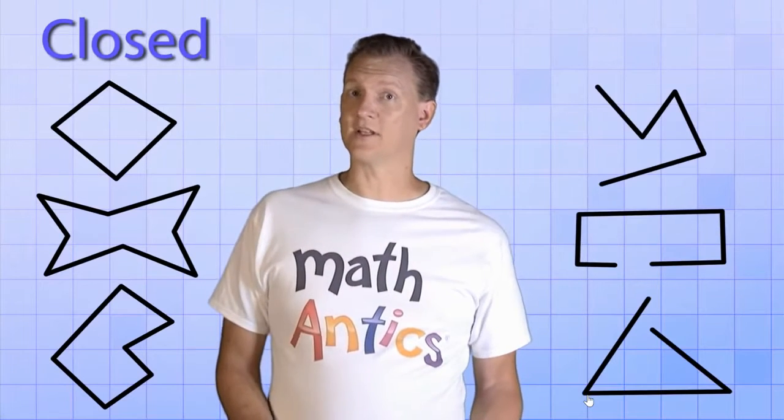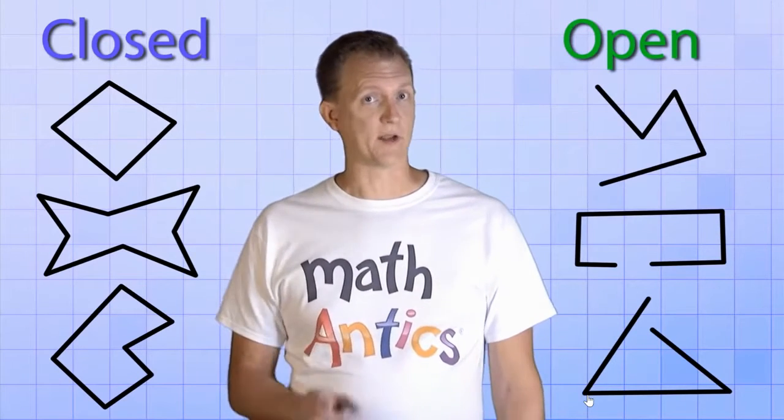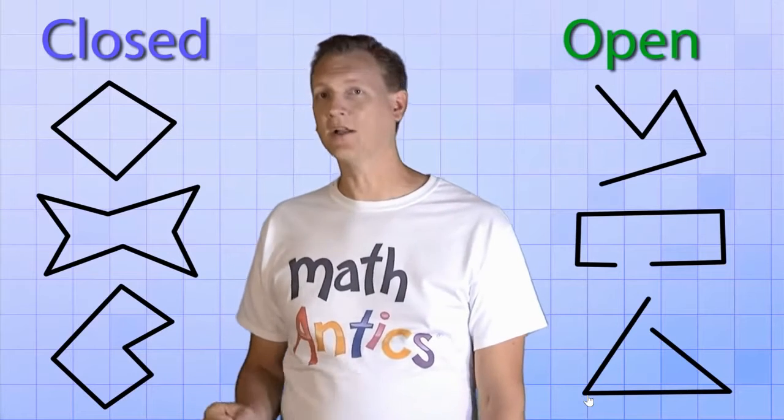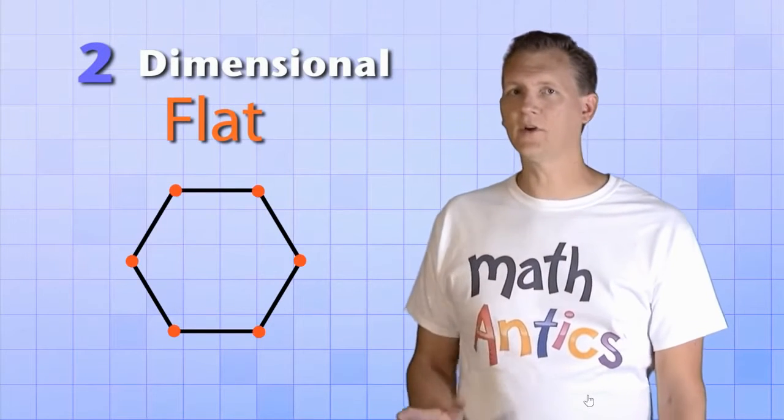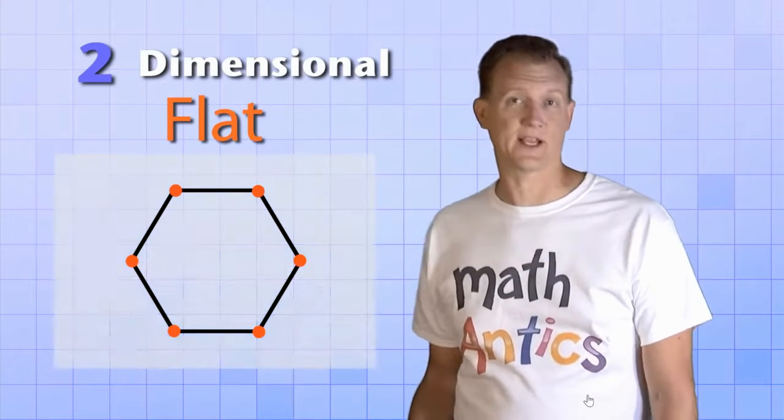So these are all examples of closed shapes, and these are all examples of open shapes. And the important thing to remember is that a polygon must be closed. And the last thing we need to know about polygons is that they're two-dimensional or flat shapes. And that means that all the vertices must lie on the same plane.